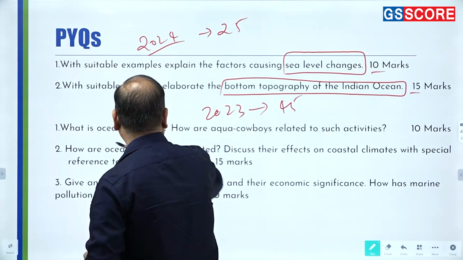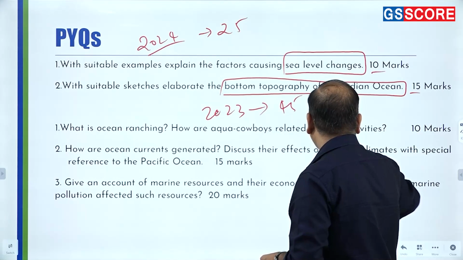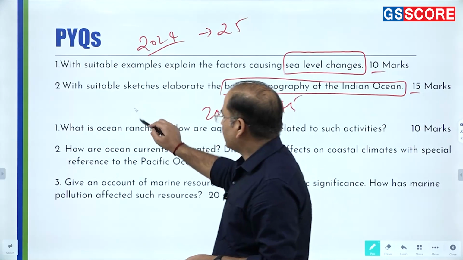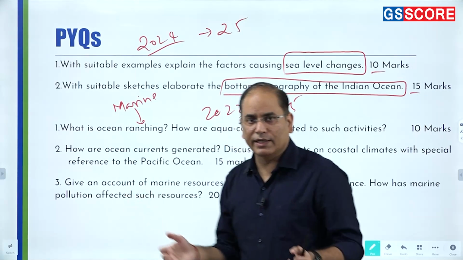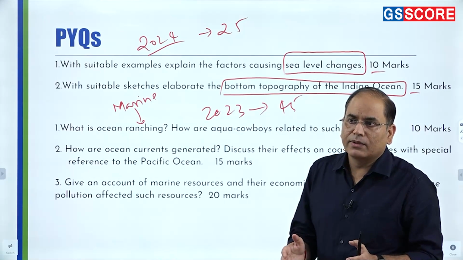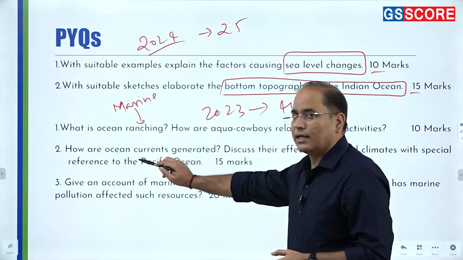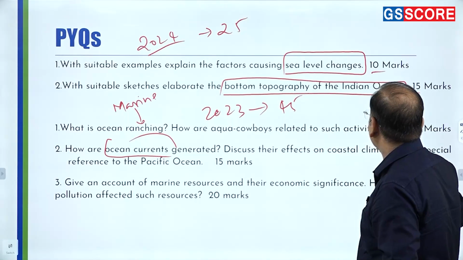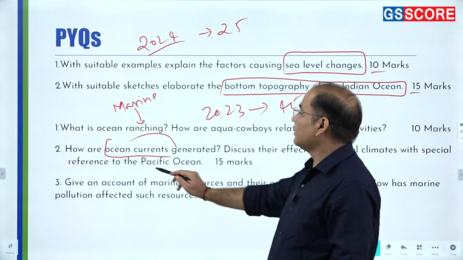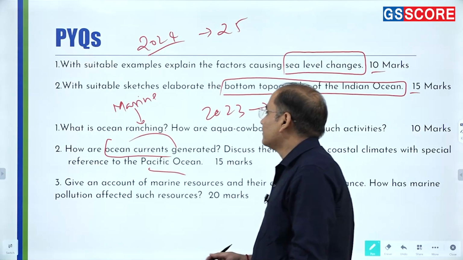Then, what is ocean ranching? How are aqua cowboys related to such activity? It is part of the marine resources, a fishing activity in the oceanic area, but of course in a controlled environment. How are ocean currents generated? Again, direct questions on ocean currents. Discuss their effects on coastal climates with special reference to the Pacific Ocean. So you need to give examples of Pacific Ocean currents.